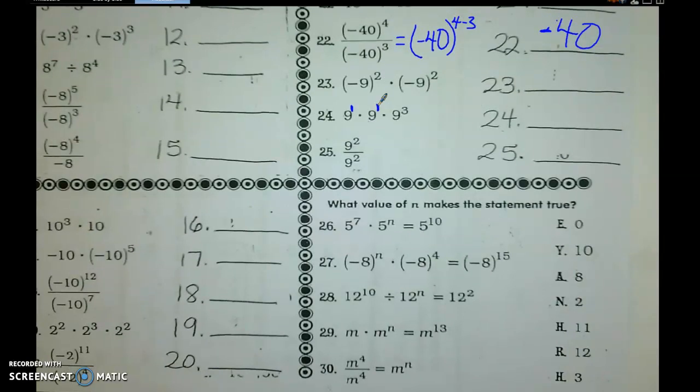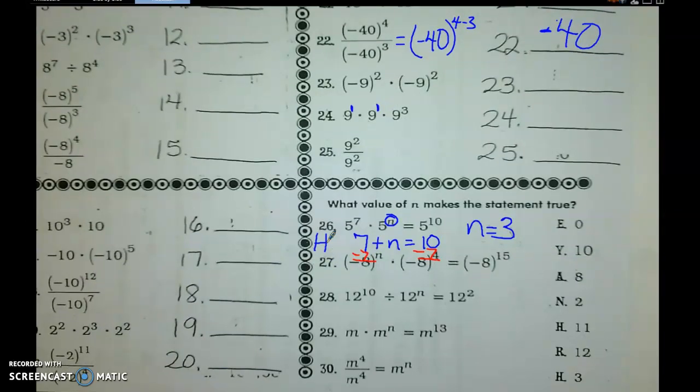Looking at our last section here, number 26, okay, we have to figure out what n equals. So we know that 7 plus n equals 10. When we solve our equation, then we can figure out what that equals, okay? We have to get n by itself, minus 7, minus 7. That's going to let you know that n equals 3. So for number 26, H is the correct answer. Okay, number 27 is going to work just like that.